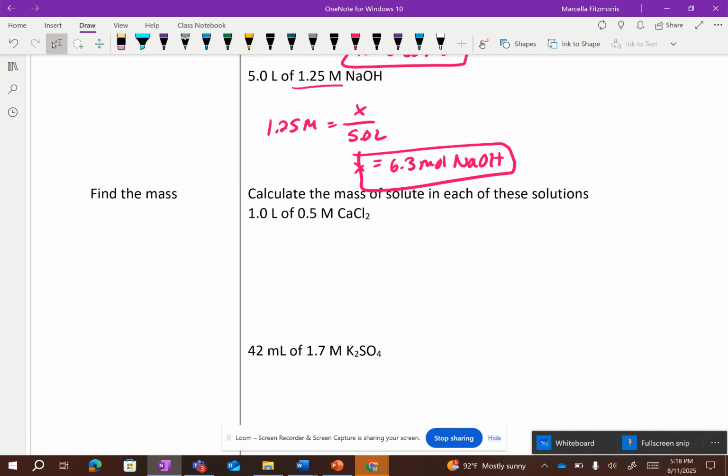All right, now we need to calculate the mass of the solute in these solutions. Okay, so the mass is what we're finding. So in this case, if we have 0.5 moles in a liter, which is what molarity is, we can find the moles in 1 liter. Well, that should be obvious. If there's half a mole in a liter, how many is in a liter? Half a mole.